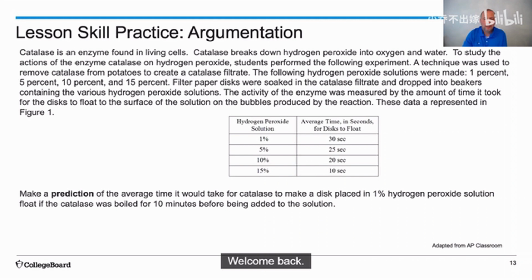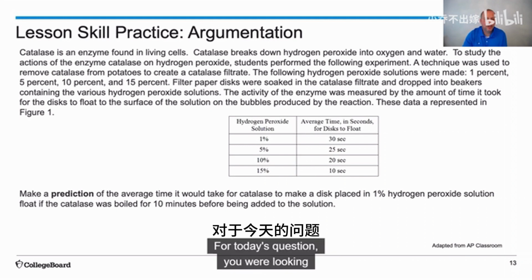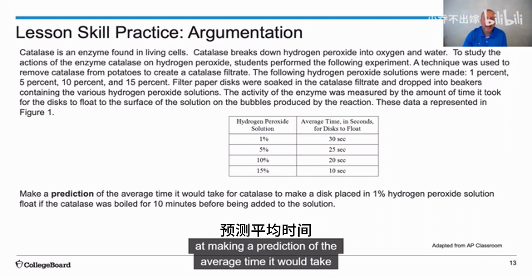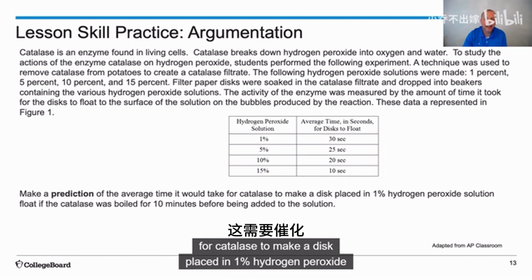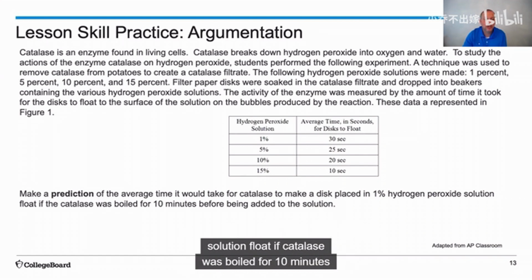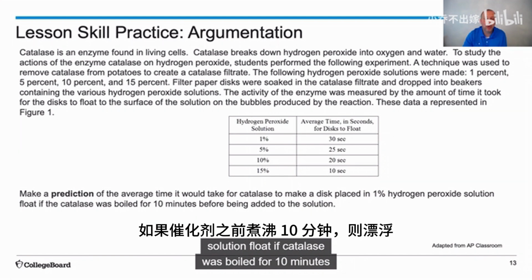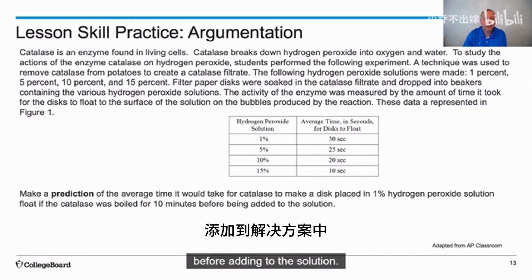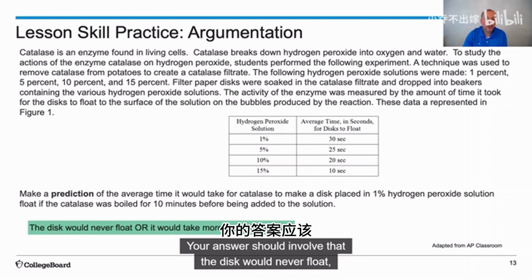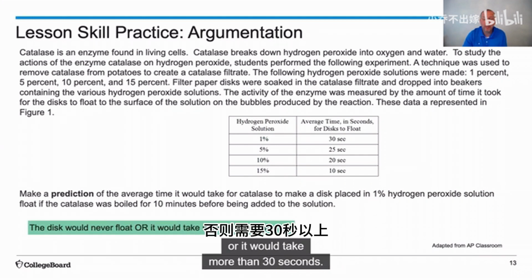Welcome back. For today's question, you were making a prediction of the average time it would take for a catalase disc in 1% hydrogen peroxide solution to float if the catalase was boiled for 10 minutes before adding to the solution. Your answer should involve that the disc would never float, or it would take more than 30 seconds.